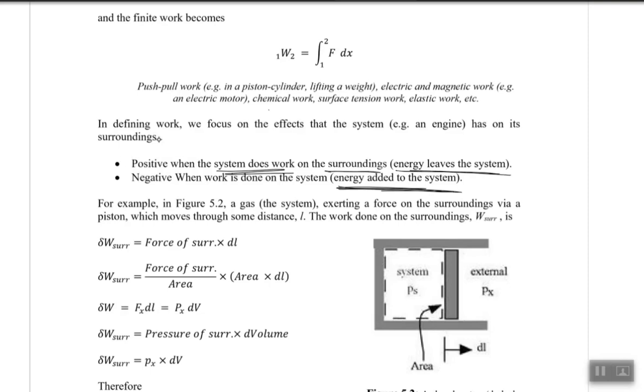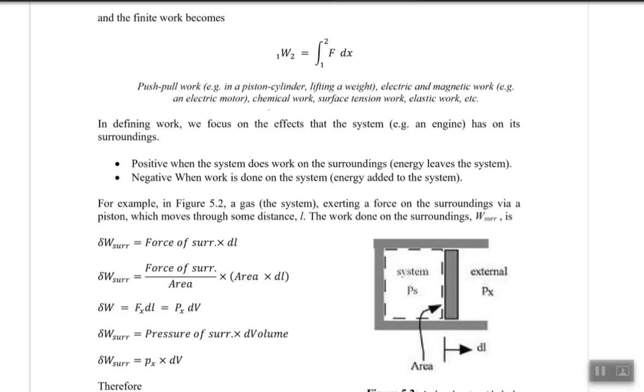But in our own convention, we would be defining positive work when the system is doing work on the surroundings, and we would be defining negative work when the work is done on the system by the surroundings.